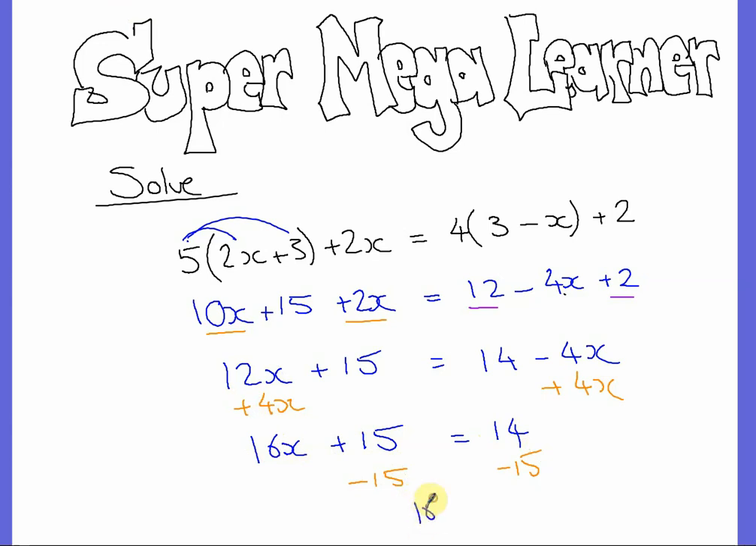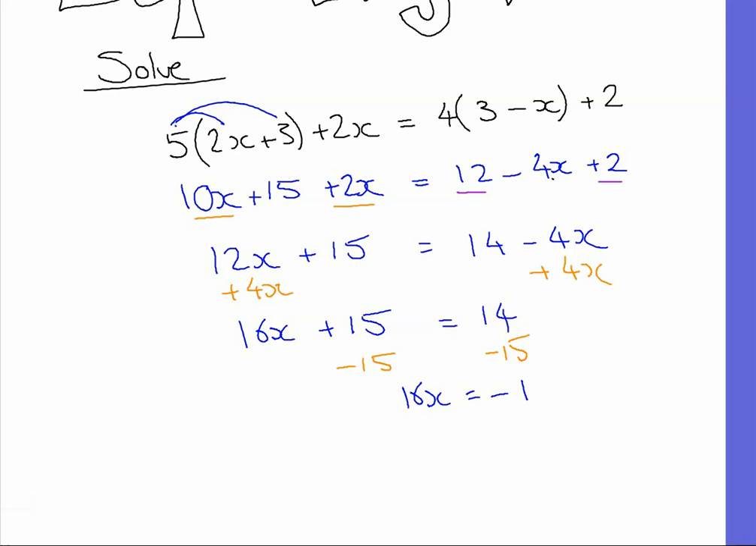We get 16x's to be minus 1. And here's another example to just reiterate what I was trying to say on the previous slide. So I'm going to divide by 16 here, just to get 1x. And I can see I'm dividing a negative by a positive. I know the answer is going to be negative. And I have 1 divided by 16.